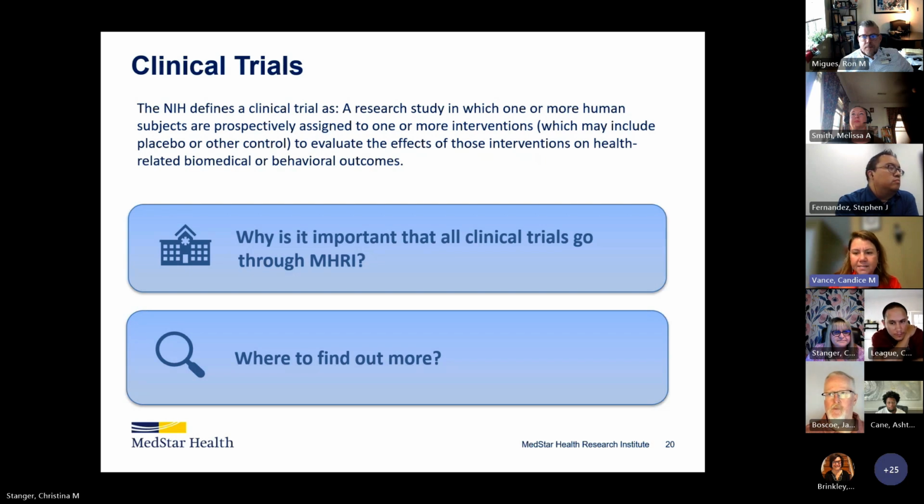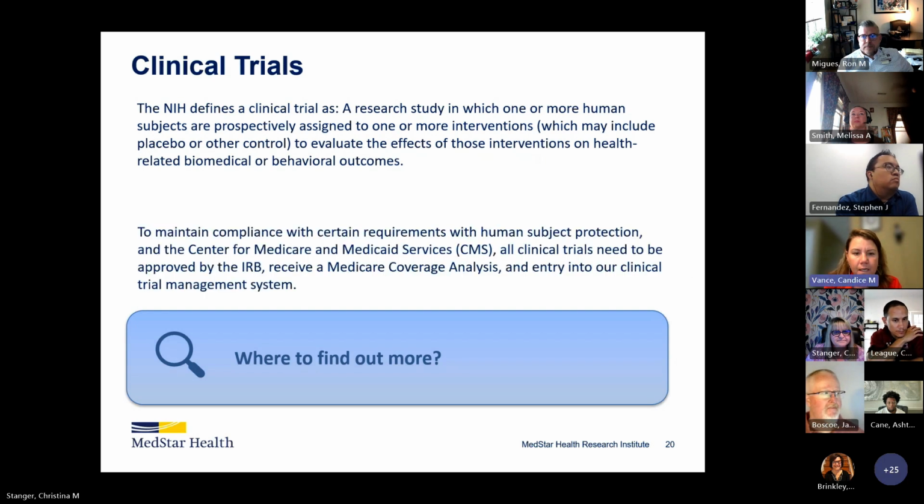Still, your starting point, as everybody has mentioned, is your SCA. They will know best what offices it needs to touch. But just explaining the importance of it in a clinical trial setting. So, the next block there. The reason it's important is because not many people are aware, but there are many requirements with human subject protection and the Center for Medicare and Medicaid Services.